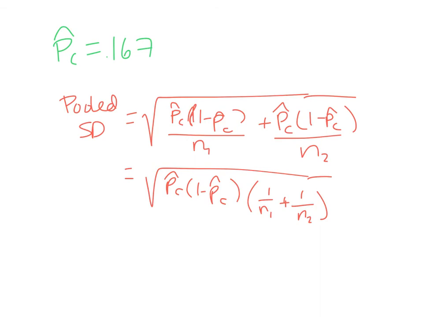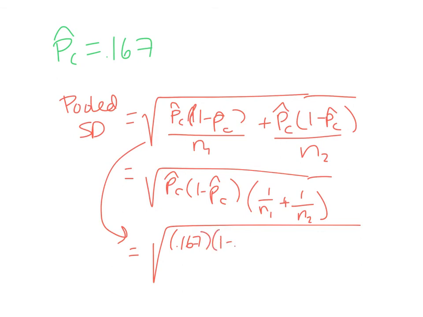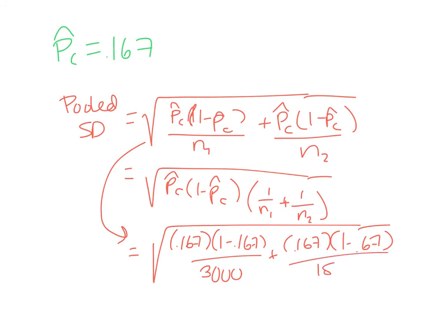So what we're going to do is find the whole thing there. It's going to be 0.167 times 1 minus 0.167, over my first sample size, which is 3,000, plus the same numerator over 1,800. And you're going to find that your standard deviation in this case is 0.011.